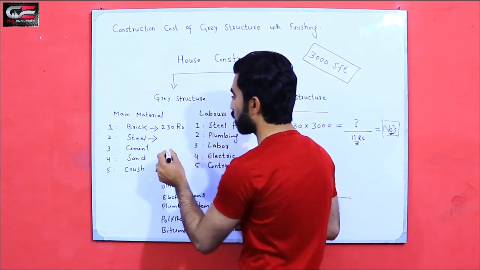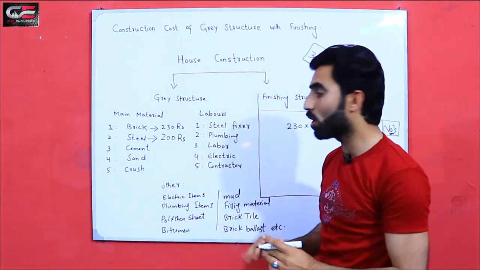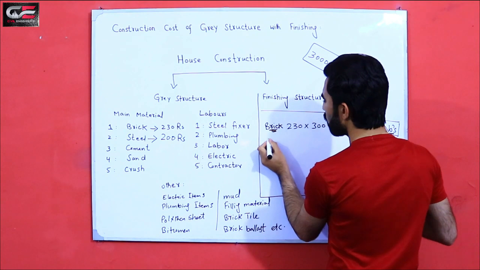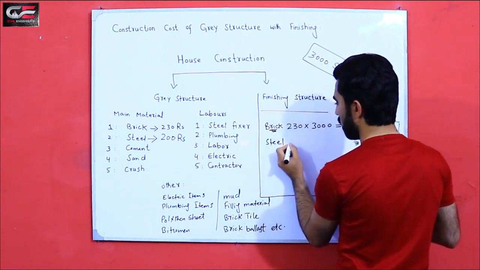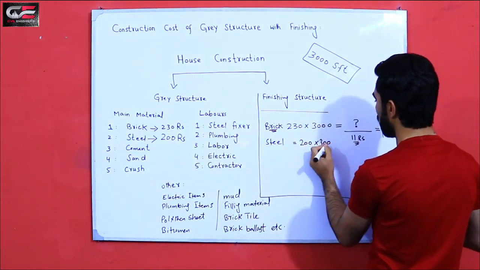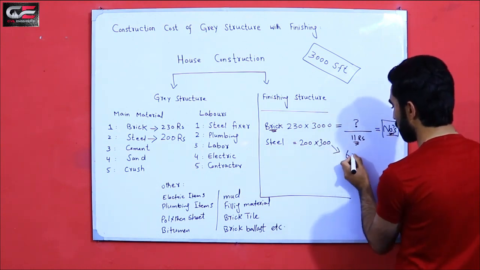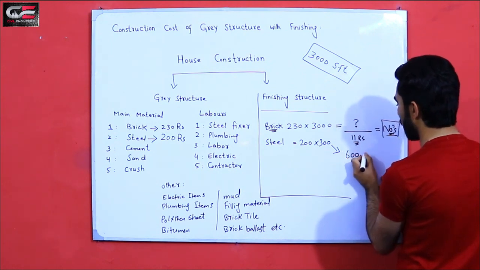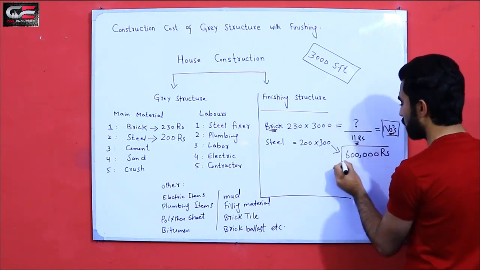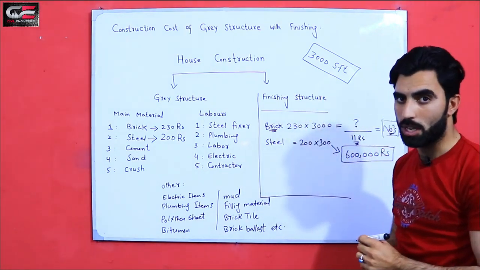The steel cost was 200 rupees per square feet. This is the current rate in 2020. You can find it by multiplying 200 rupees per square feet by 3000, so we required 600,000, that is 6 lakh rupees for steel. So we used 6 lakh rupees of steel for a 3000 square feet house construction.